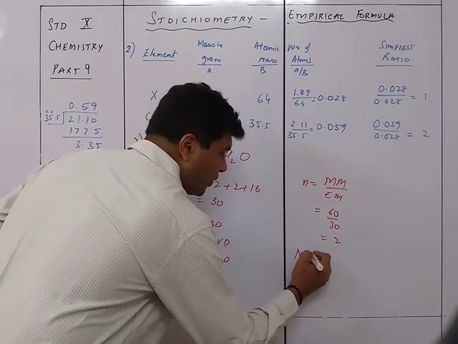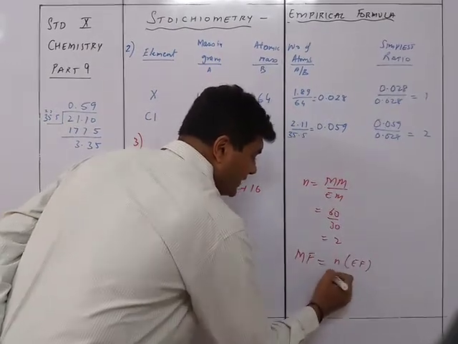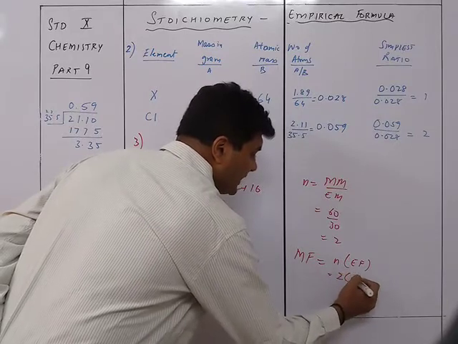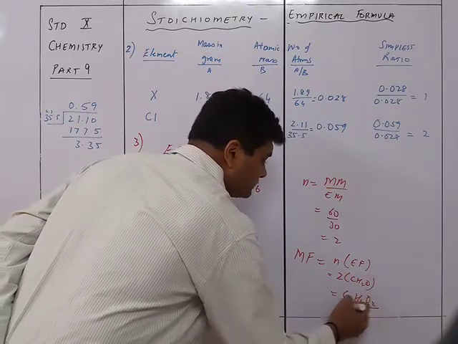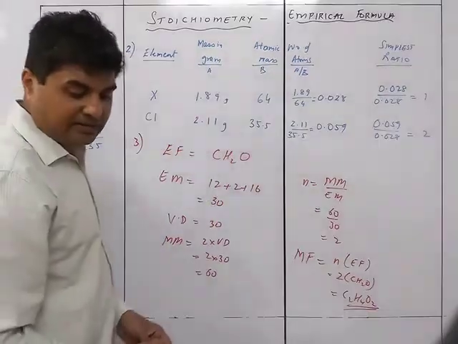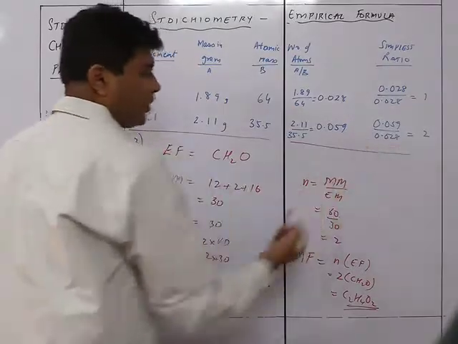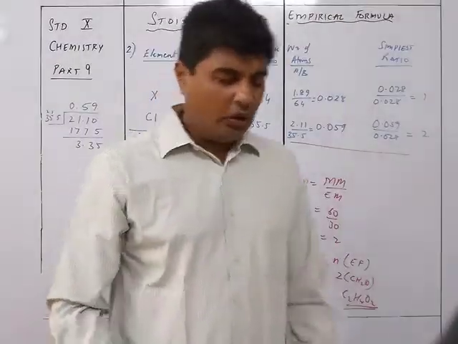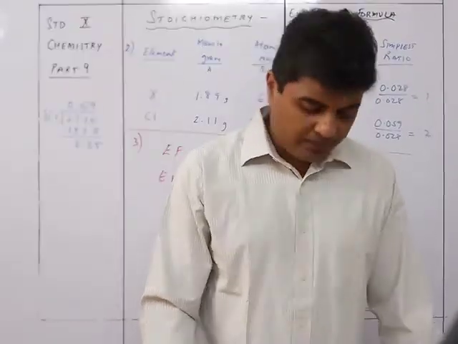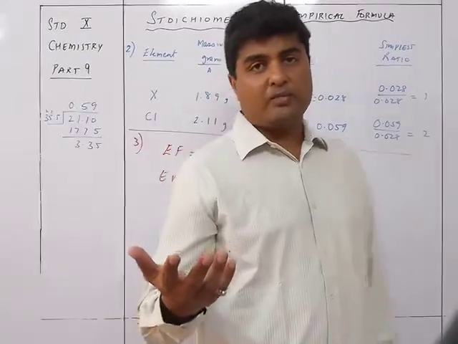Therefore, molecular formula is equal to n into empirical formula, that is 2 into CH2O, which is C2H4O2. That's the formula, C2H4O2. It's a very simple thing because the empirical formula was already given to you. You just need to find the empirical mass and, through the vapor density, the molecular mass.